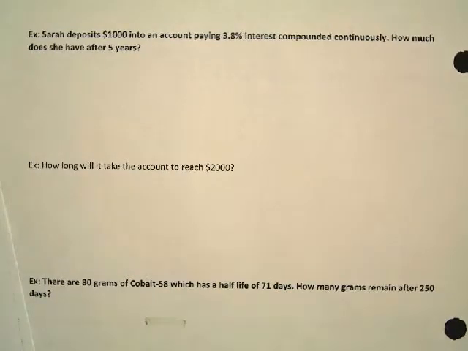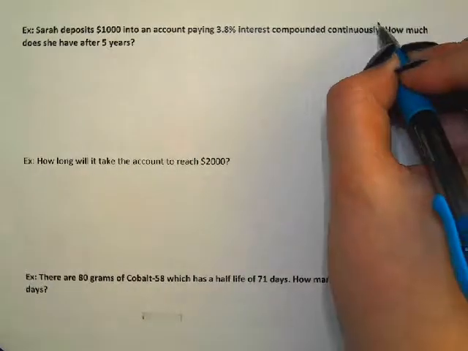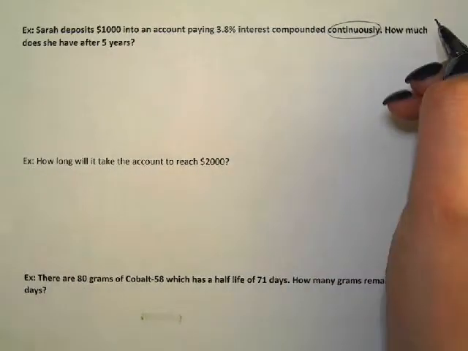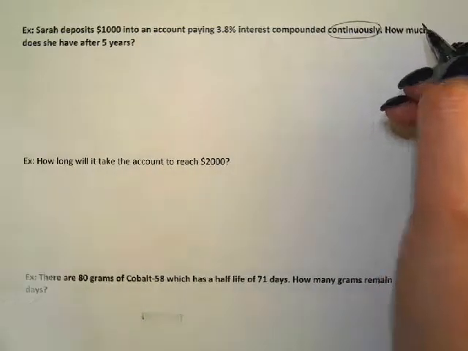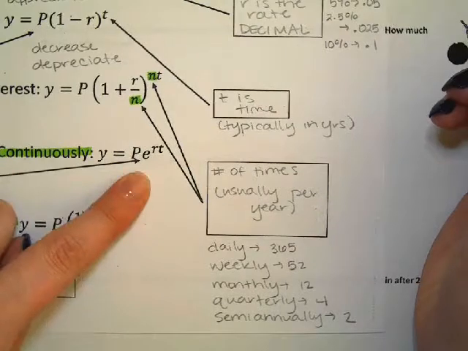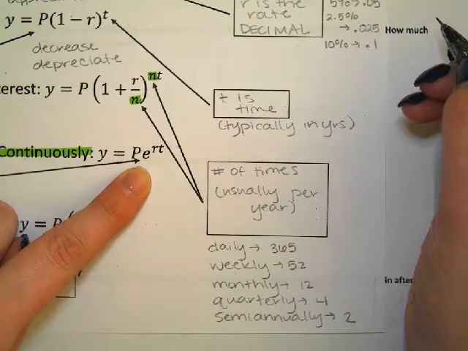So Sarah deposits $1,000 into an account, paying 3.8% interest, compounded continuously. What's the word that we are looking at there? What's the keyword? Compound. What's the other keyword? Continuously. What formula does that tell us to use? Continuous formula. Yeah, that's it. Y equals PERT.